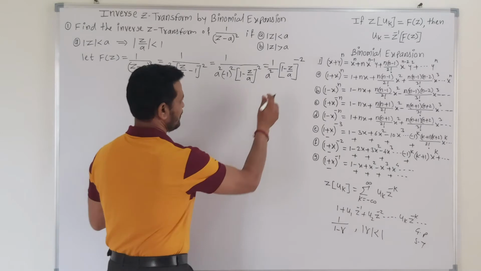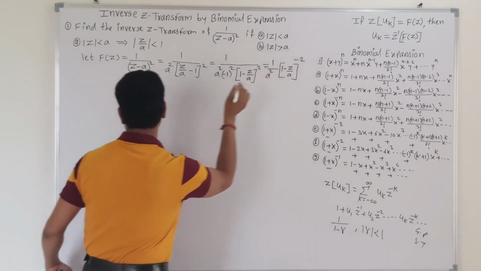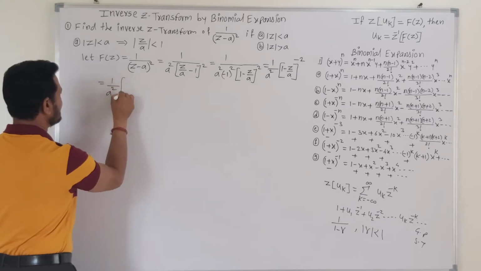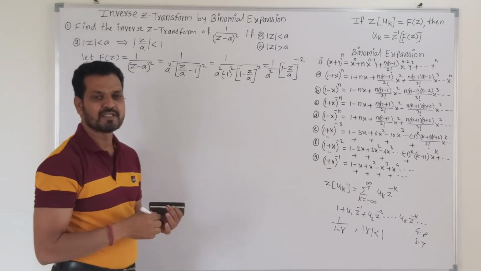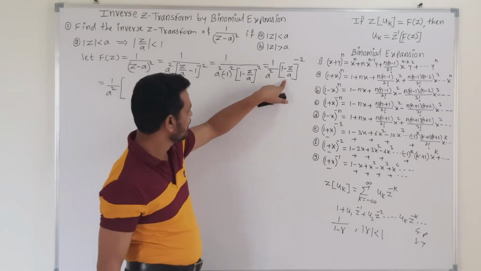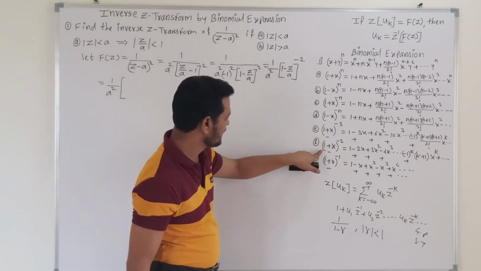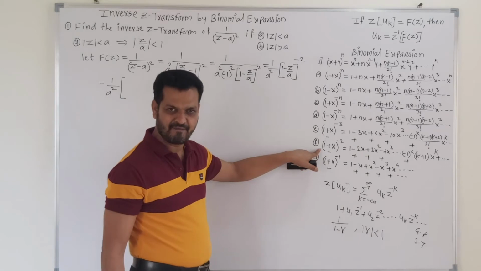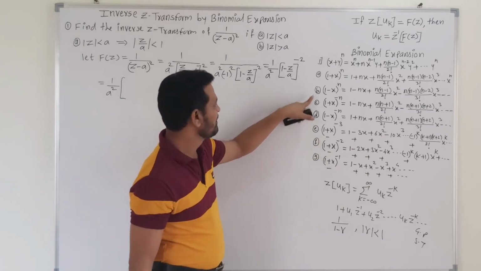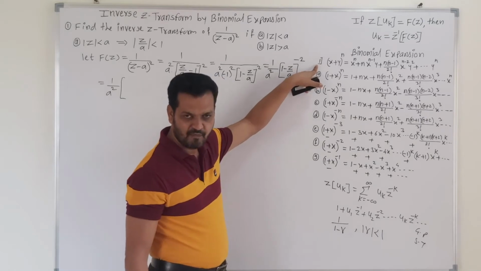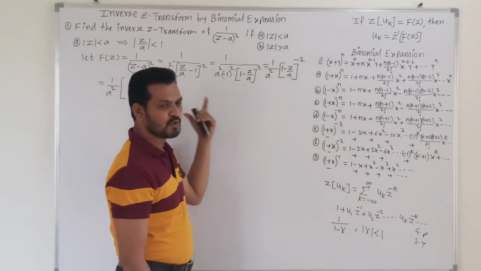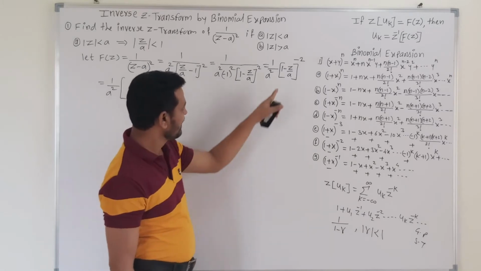Now friends, try to simplify this term. So we can write this as 1 upon a square as it is, in bracket. Now the question is how to simplify this term. There are two different methods. To simplify this term, use result number f, or we may use result number d, or we may use result number 1. So use any one of these three results and try to expand this bracket.